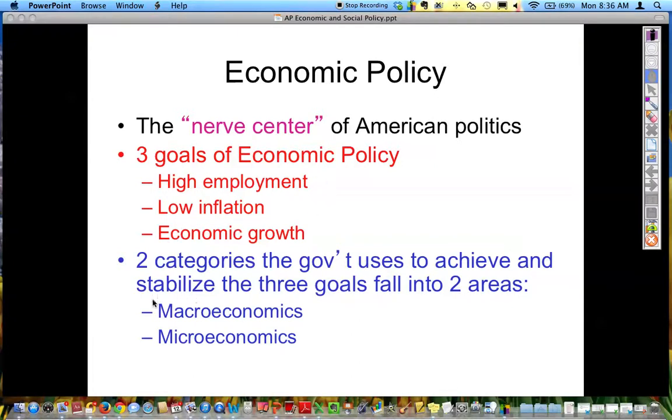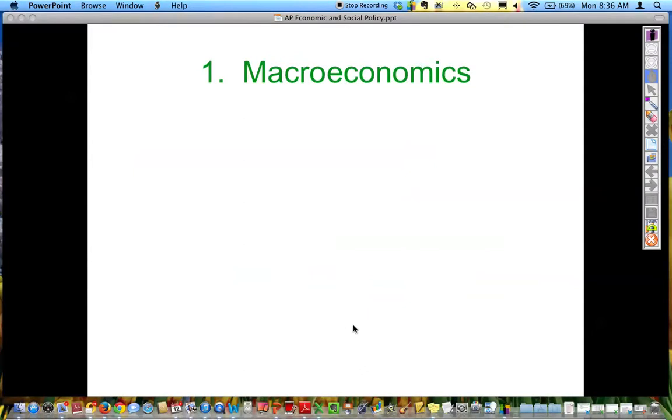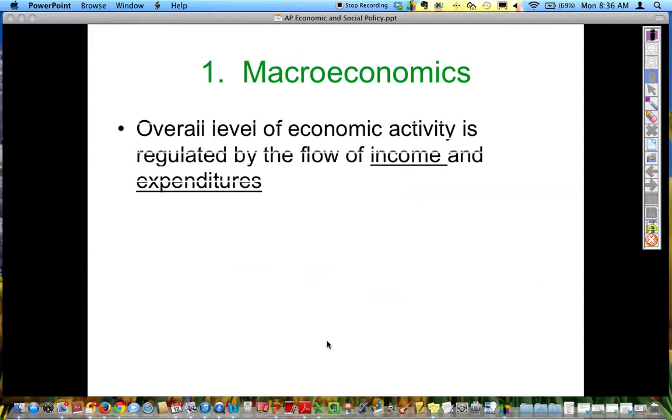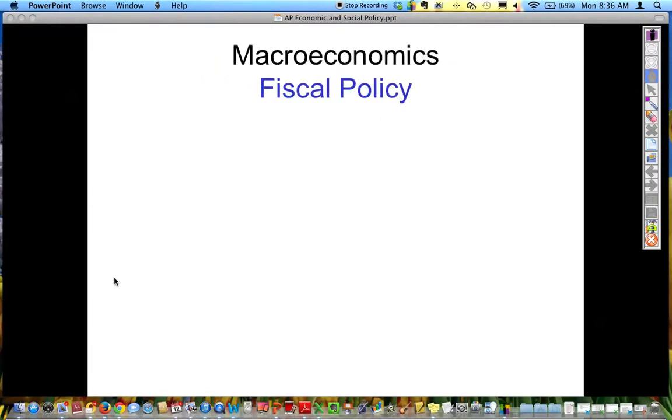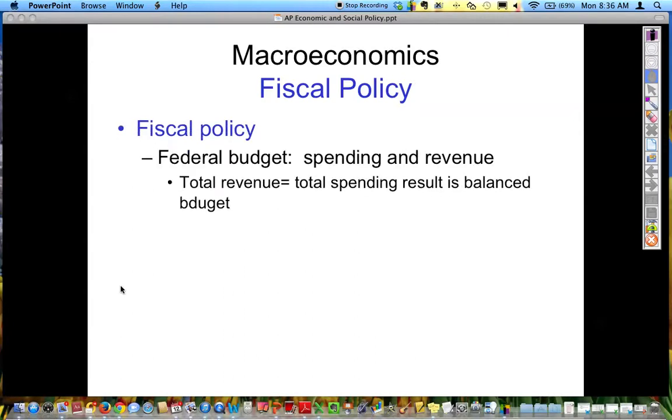When you go to college, you will probably study these two areas. Macroeconomics is the big picture, and microeconomics is studying tinier things. We're going to focus on macroeconomics first. The overall level of economic activity is regulated by the flow of income, money coming in, and money going out, income and expenditures. Two ways we can look at this is through fiscal, which is the budget, and monetary, which is the flow of money in and out of the economy. We're going to focus on fiscal policy first.